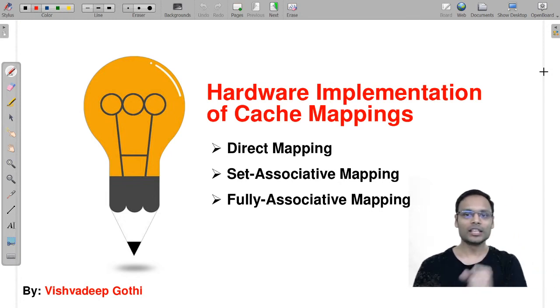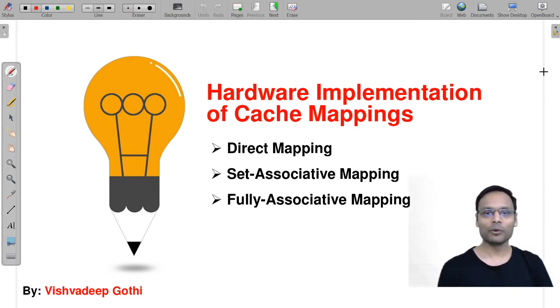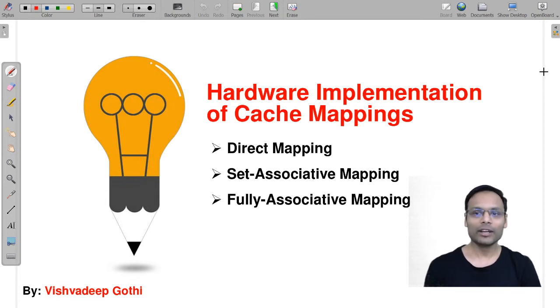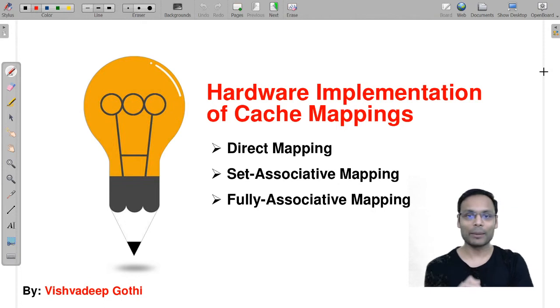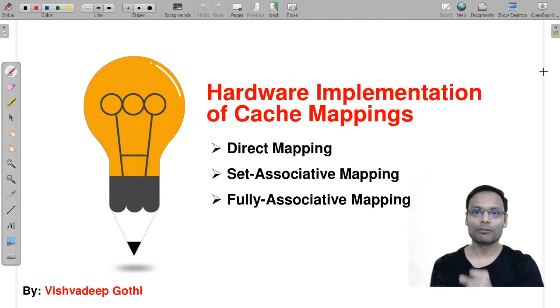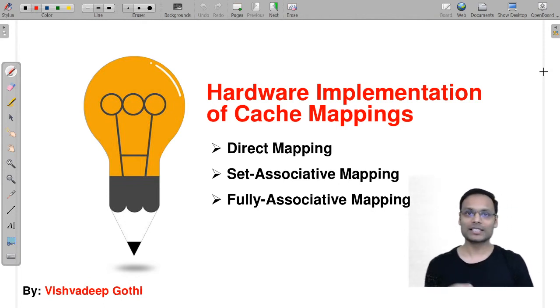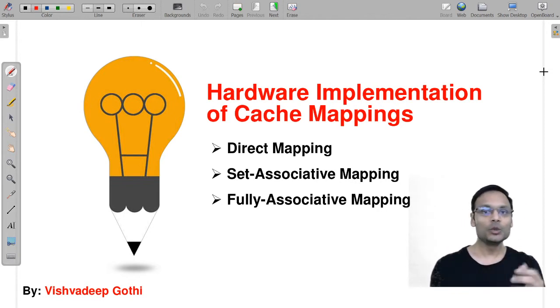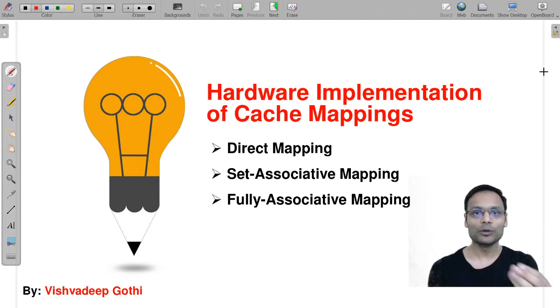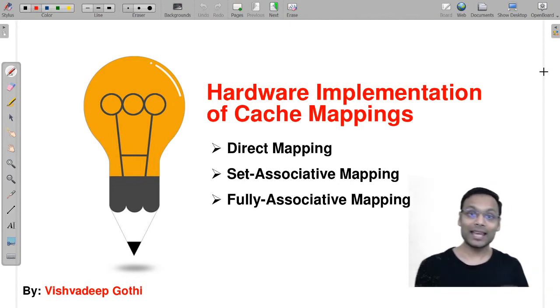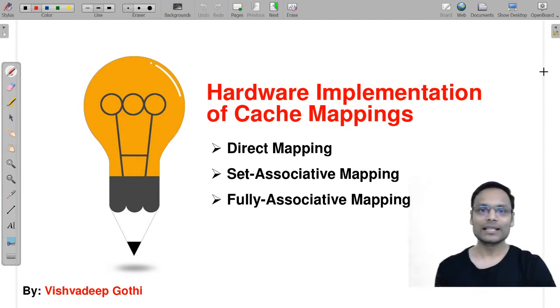So today in this particular session, I am going to talk about hardware implementation of cache mapping. So what is the hardware mapping or hardware implementation of mapping? The hardware implementation says that when the CPU generates a main memory address, using that address, how will the CPU search into the cache, and to search into the cache to say it's a hit or miss, what kind of hardware exactly is needed.